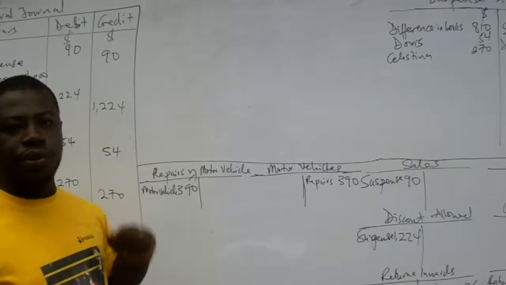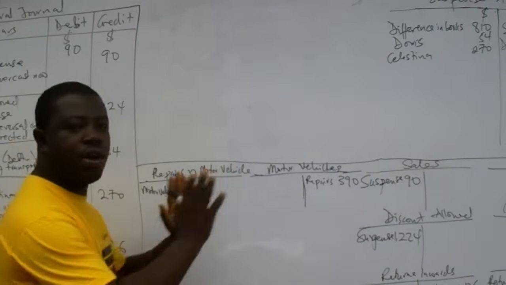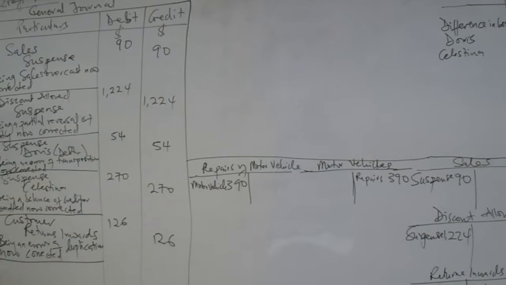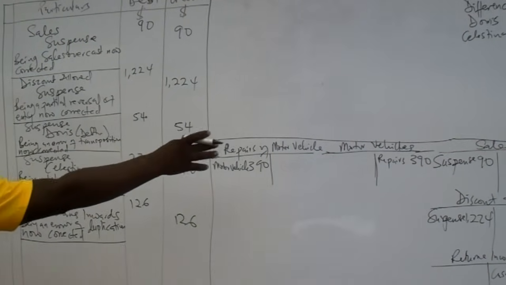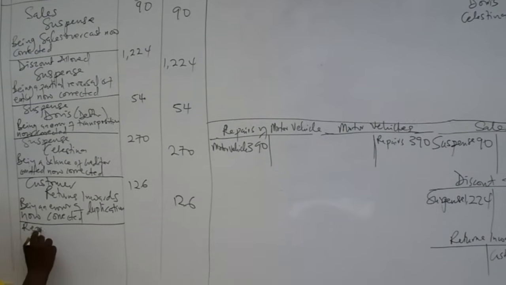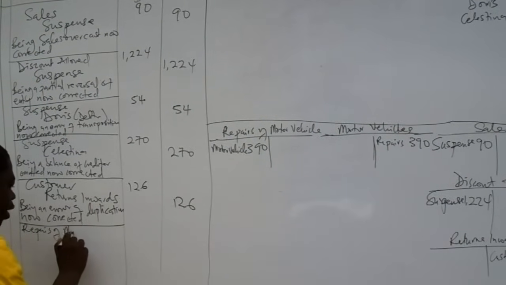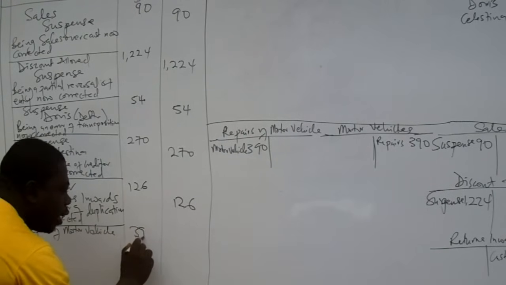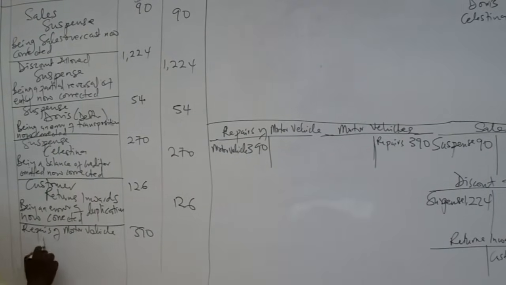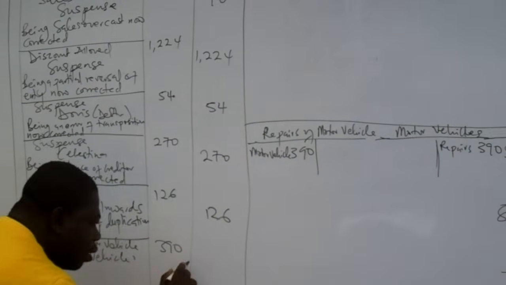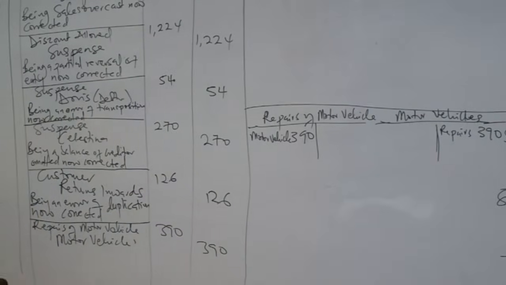Mind you, it is not going through the suspense account because it's not affecting the agreement of the trial balance. So we come still to the journal, and because repairs of motor vehicle received the debit entry, we write that first. So we say repairs of motor vehicle, $390, and we slide it and say motor vehicles, $390, and then we narrate.